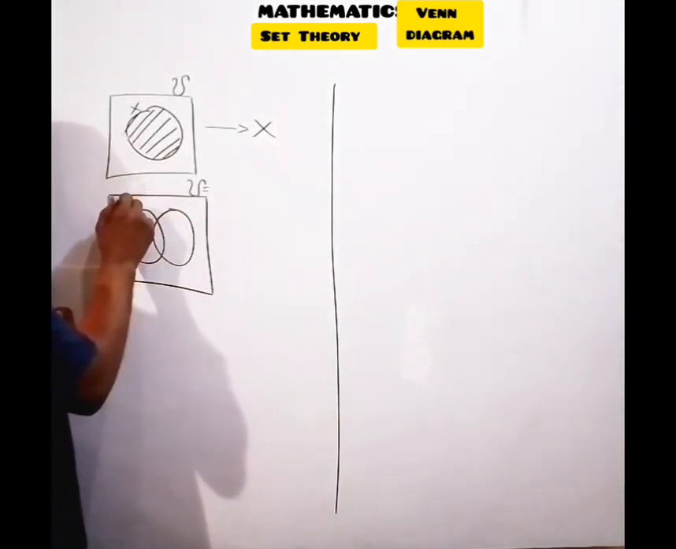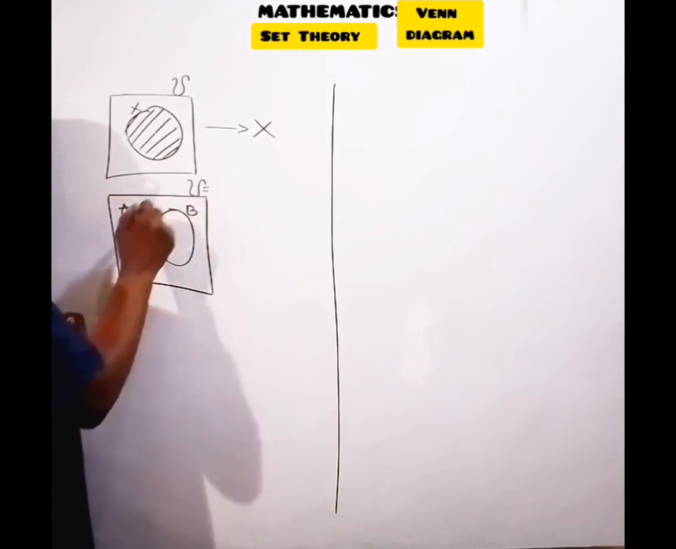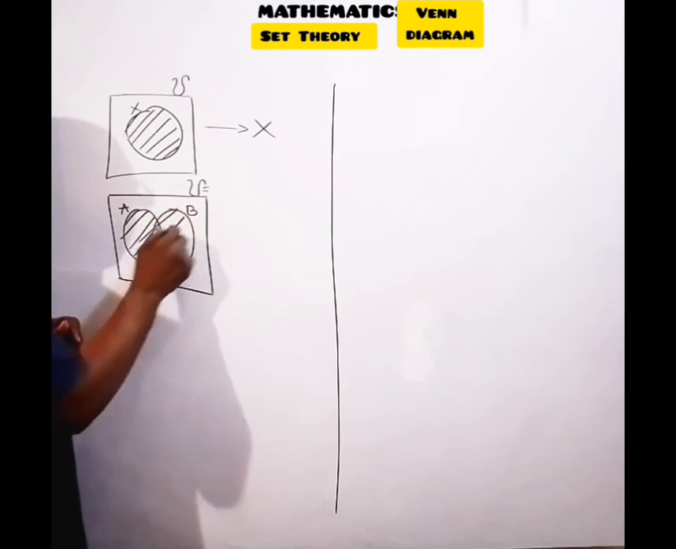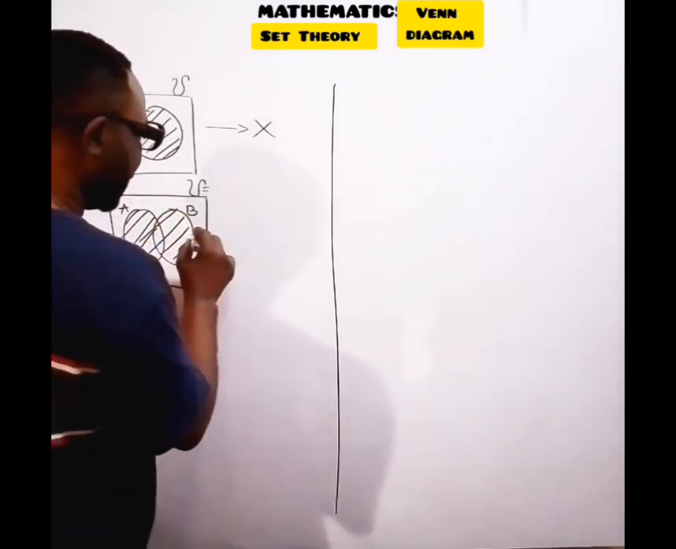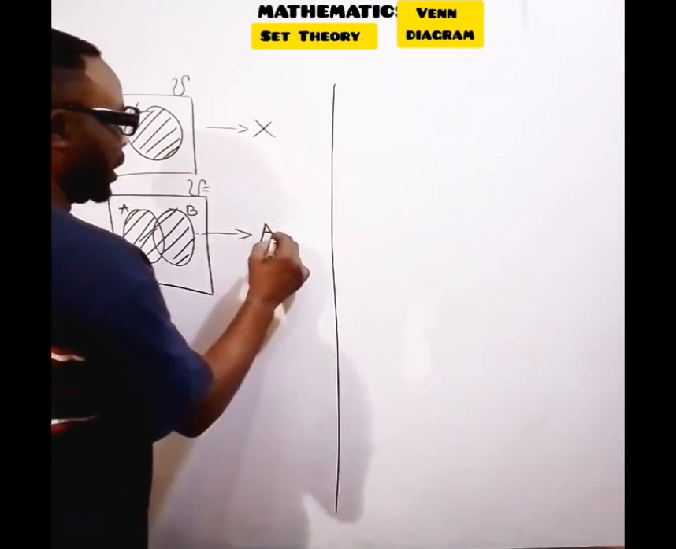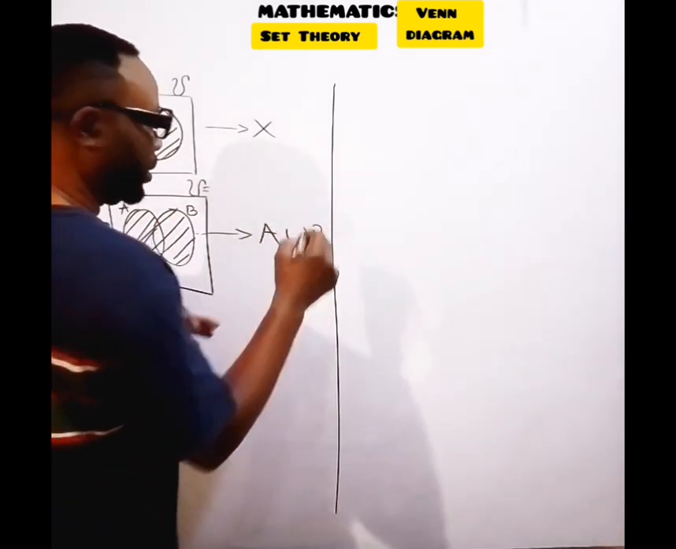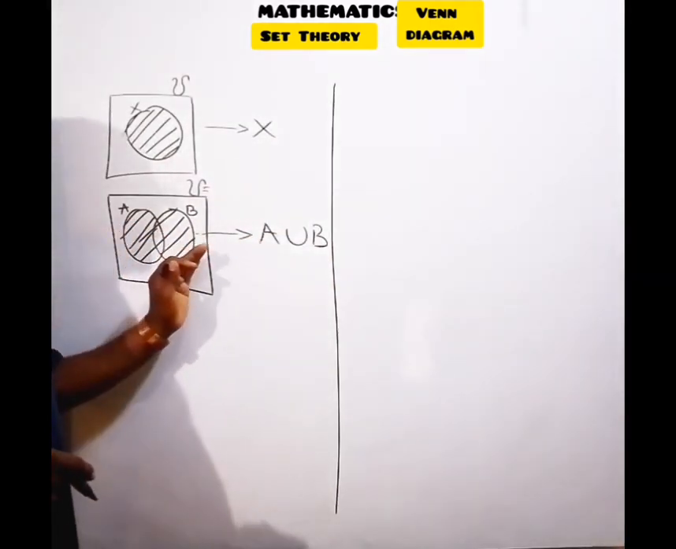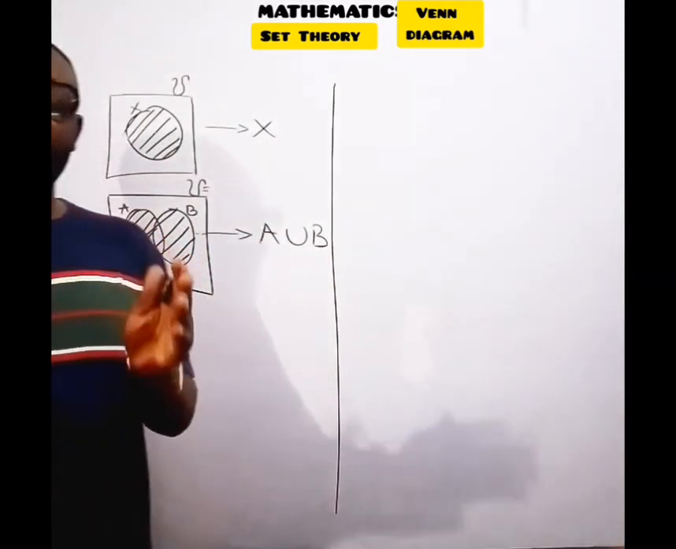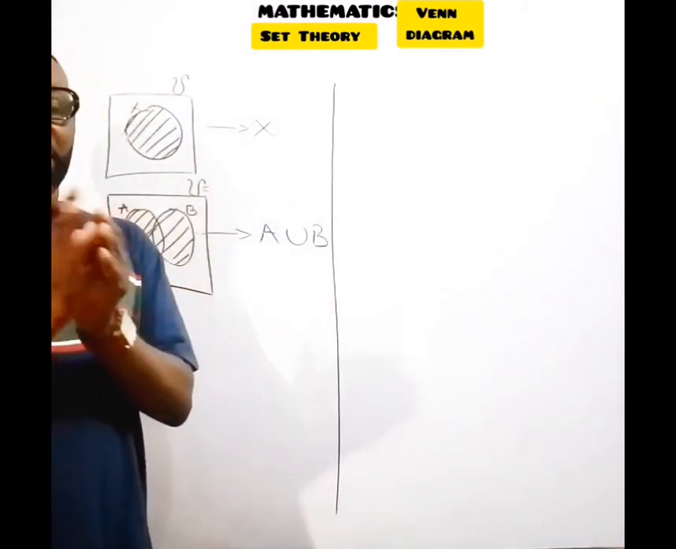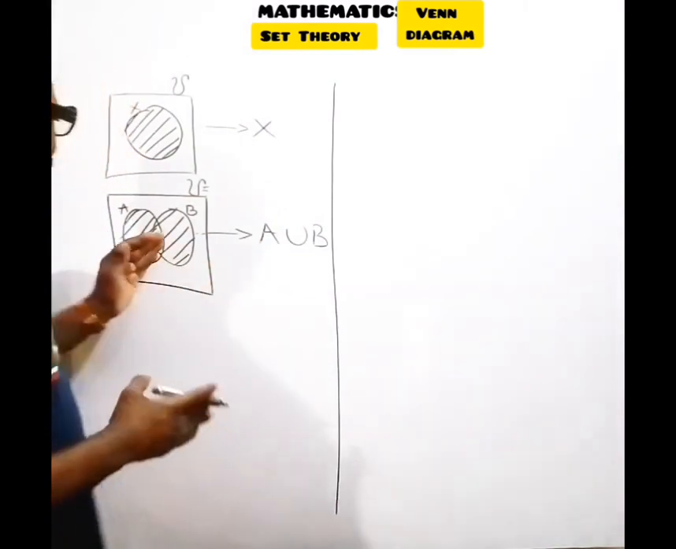Now, if you have this, this is set A, this is set B, and this is the portion that is shaded. This portion here is shaded like this. The shaded portion here is referred to as A union B, because it is talking about all the elements that you can find in A and that of B. That is what this set is telling us.